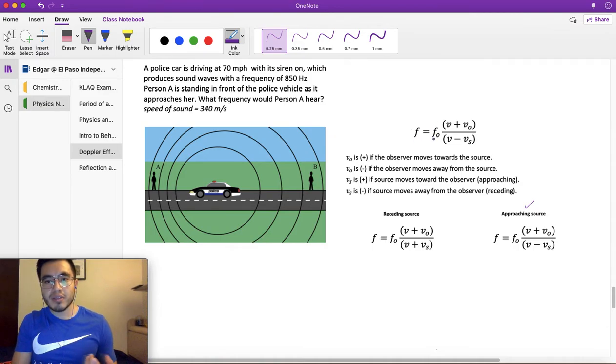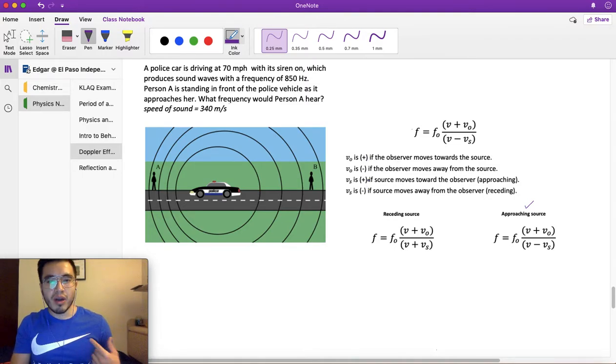F naught is the original frequency. You can see it as F original. And then V by itself is just the speed of sound. V sub O is the velocity of the observer. V again, just speed of sound. And V sub S is the speed of the source which is producing the sound. For this case it is the police vehicle, as you can see. And then you have to take into account these four scenarios.